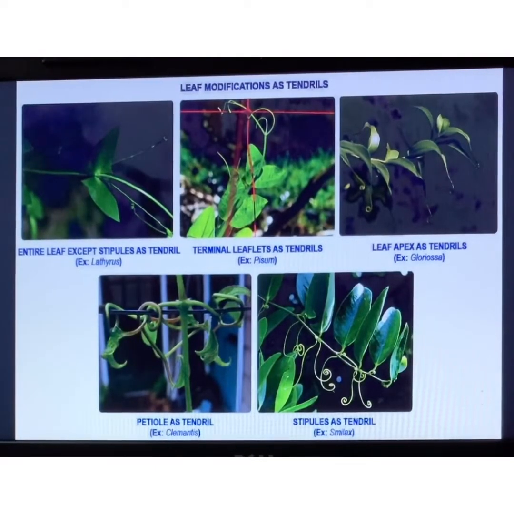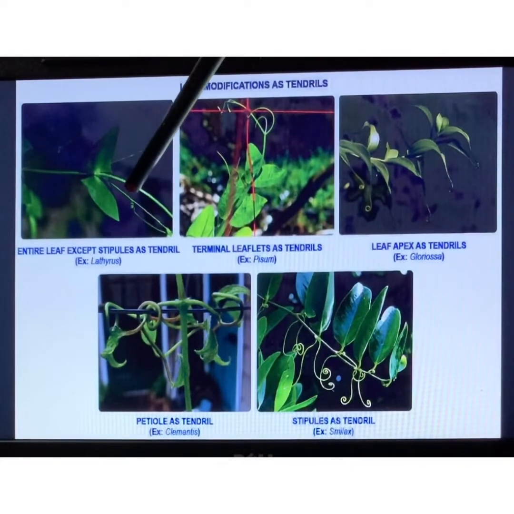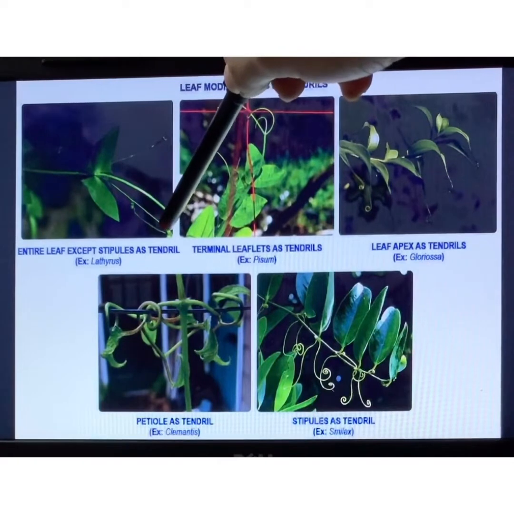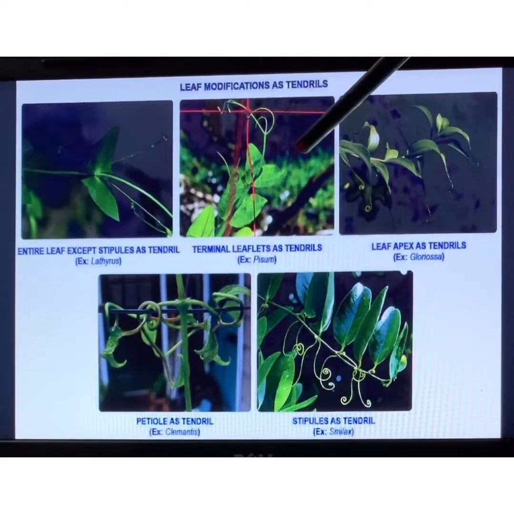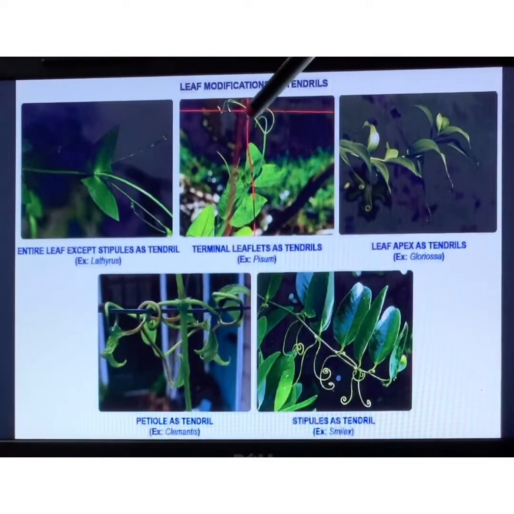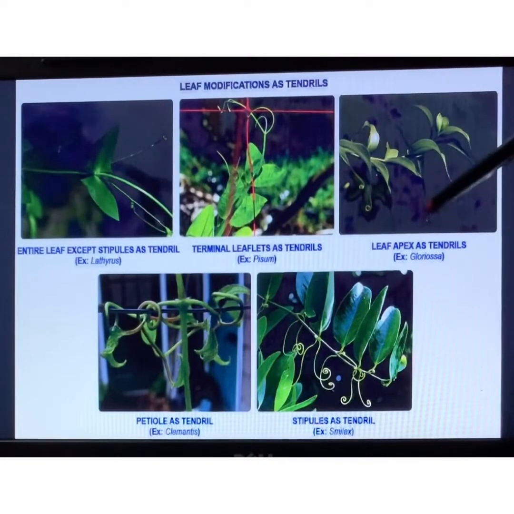Have a look at all of them. This entire leaf except the stipules is tendrils. Okay, so these are the stipules. Don't get confused. These are the stipules and these are the leaves which are turning into tendrils. Whereas here, the terminal leaf, the end leaf, will turn into tendrils for support. Here, look at the apex of the leaf. What was the apex? The tip of the leaf is turning into a tendril.